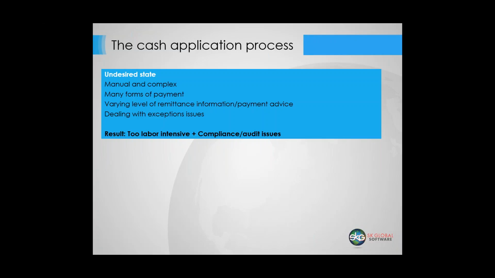And of course, the different types of payments that we're talking about can vary depending on where you're operating in the world. We have wire transfers, ACHs, direct deposits, checks, SEPA in Europe, and local payment formats in various countries. And of course, the sources that these are coming from and the varying level of remittance information or payment advice, or the lack thereof, can make the process of applying the cash to the correct invoice in AX quite cumbersome.